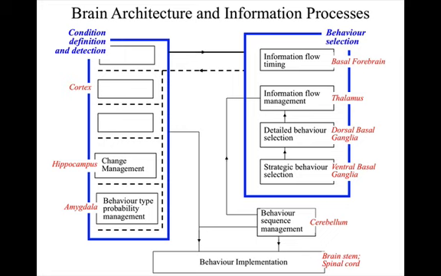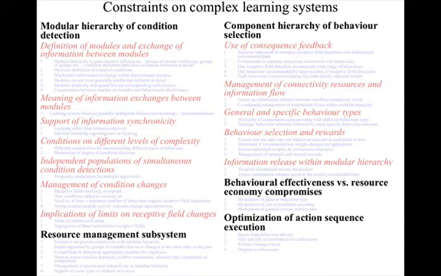We've already gone through the evidence that the cortex and the hippocampus correspond respectively with the modular hierarchy of condition definition and the condition change manager. So we're next going to look at some subcortical structures and compare the predictions about the properties of the behavior selection subsystem with the observed properties of the basal ganglia, the thalamus, and the basal forebrain.